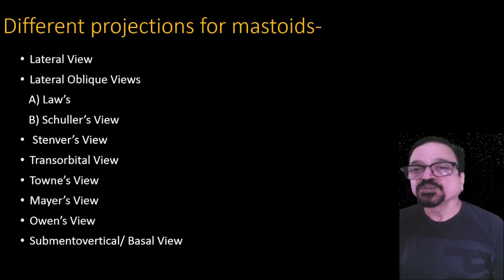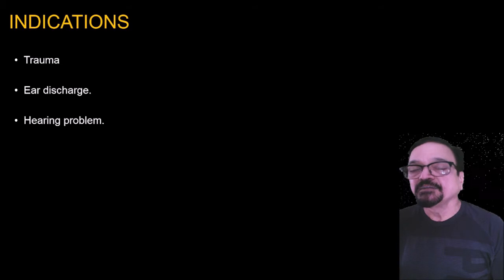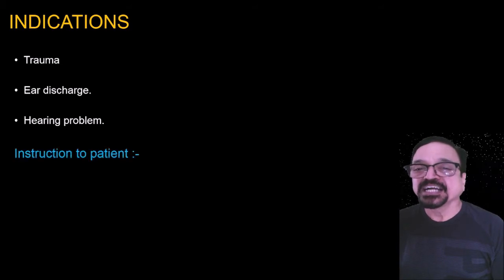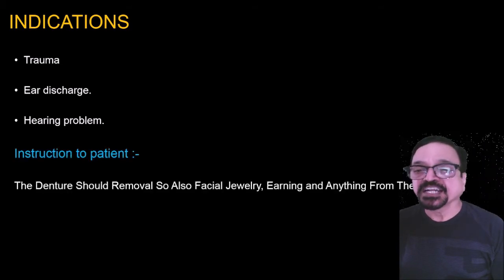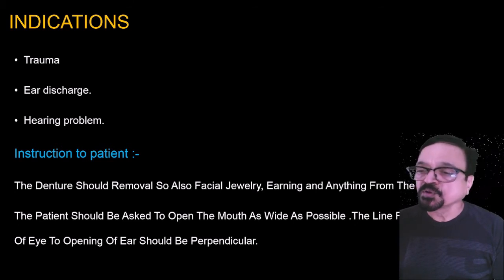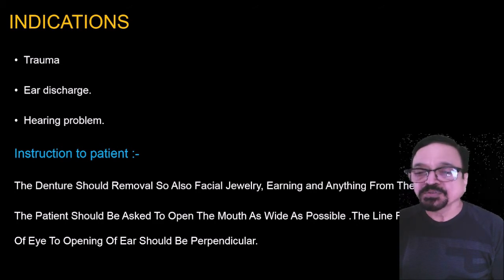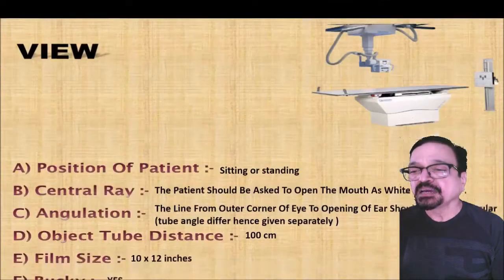All projections have their own pluses and minuses. They have advantages as well as disadvantages, and often you require multiple radiographs for the same pathology. Indications are trauma, ear discharge, hearing problems. Instruction of the patient: dentures should be removed, so also facial jewelry, earrings and anything from the hair. Then the patient should be asked to open the mouth as much as possible or close it, clench it, as per the indications. The line from the outer corner of the eye to the opening of the ear should be perpendicular.